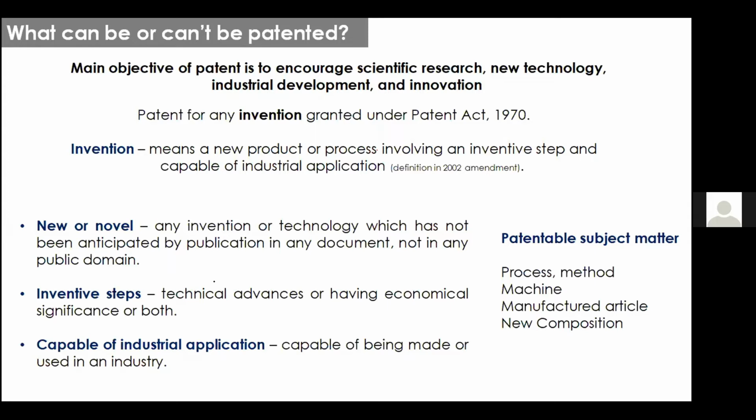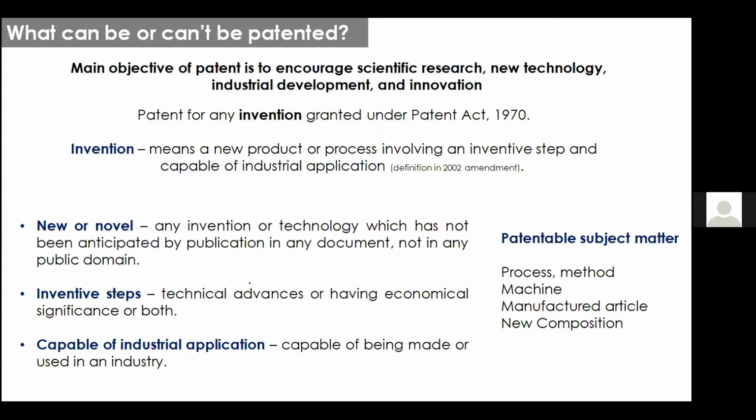It means that there should not be any prior information existing in the public domain. It has to have the inventive step. It means that there must be some technical advance or economic significance or both. And third, and the most important term, is capable of industrial application. So it means that your invention should be novel, it should involve some technical advance or economic significance, and at the same time be capable of being made or used in industry. Any invention which is new, has an inventive step, and is capable of industrial application can be patented.